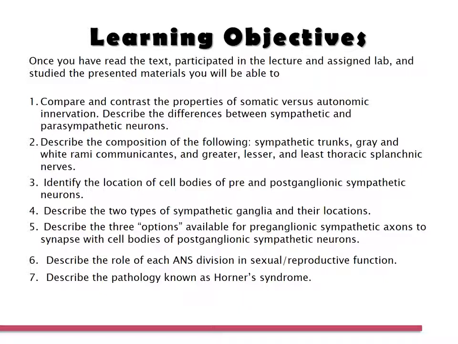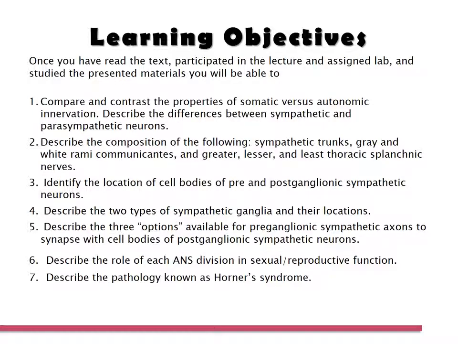We'll talk about a number of structures along the way, including the sympathetic trunks, gray and white rami communicans, and the thoracic splanchnic nerves. We'll also discuss sympathetic ganglia. Those ganglia, as you'll come to learn, house cell bodies. As such, we'll talk about the pre- and postganglionic sympathetic neurons that are found synapsing at these cell bodies.